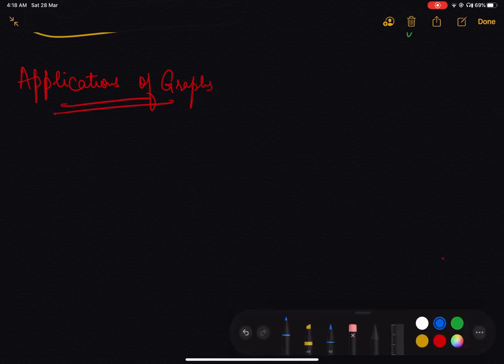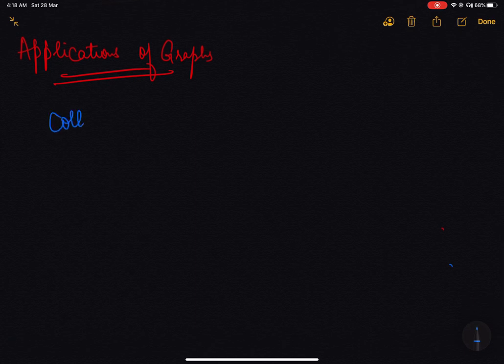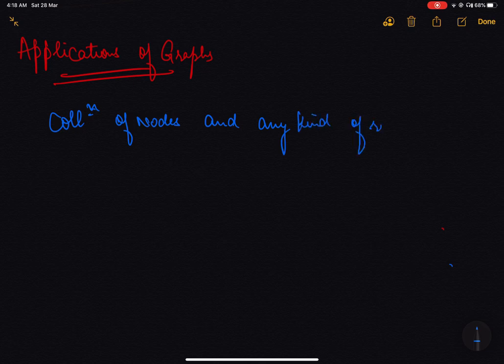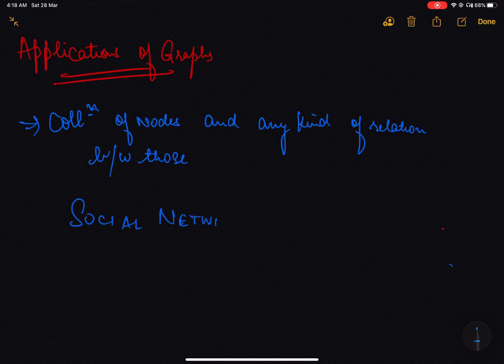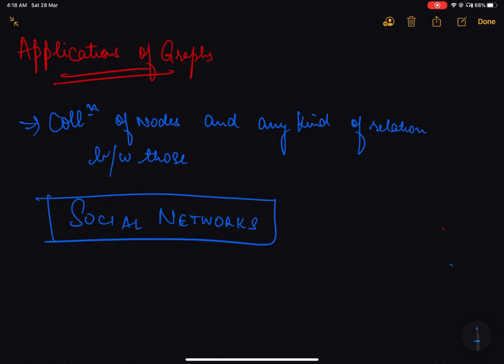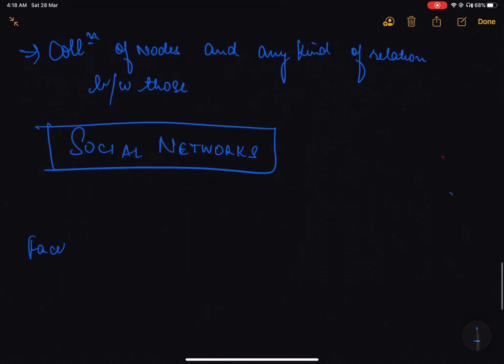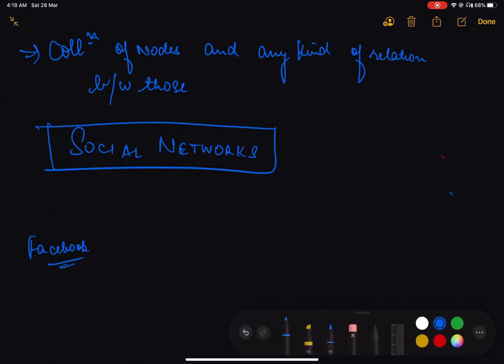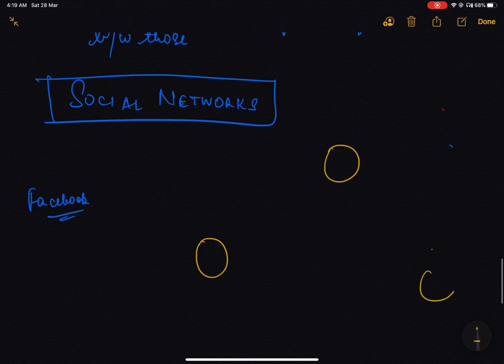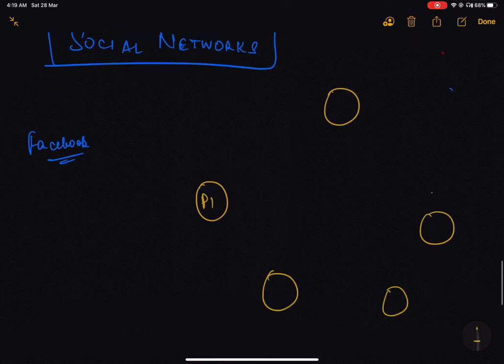As we discussed earlier, a graph can be used to represent a collection of nodes and any kind of relationship between those. Thus, graphs find a lot of use cases in social networks. Consider, for example, Facebook. In Facebook, each node can be a person. Let us say there are 5 people on Facebook: P1, P2, P3, P4, and P5.